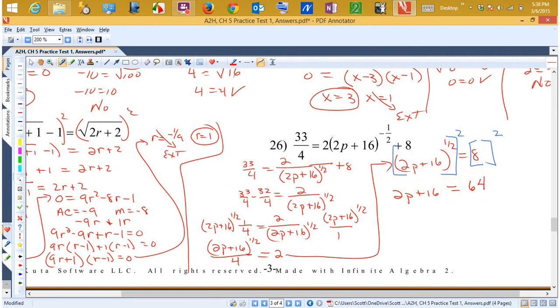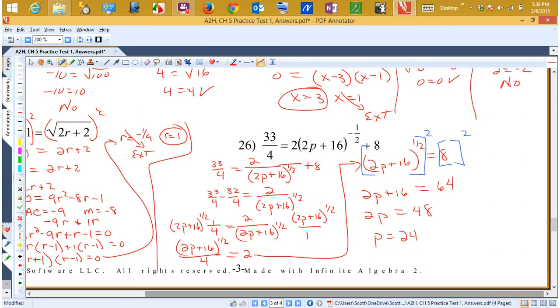I'm going to subtract 16. So I'm going to get 2p. If I subtract 16, I get 48. Now I'm going to divide both sides by 2. So I get p is 24. Okay, so that's my answer.